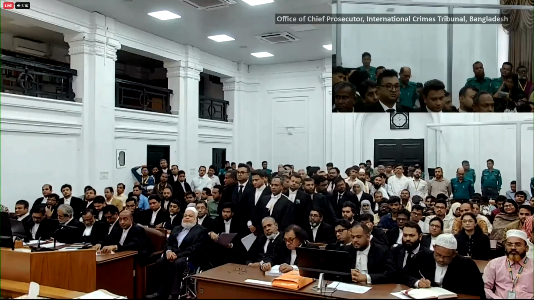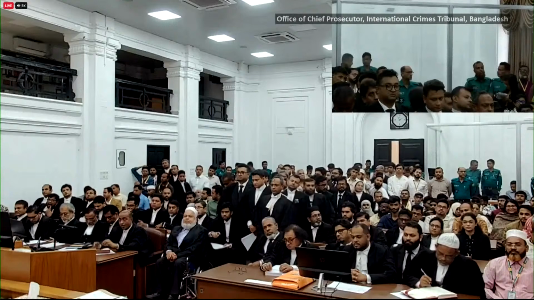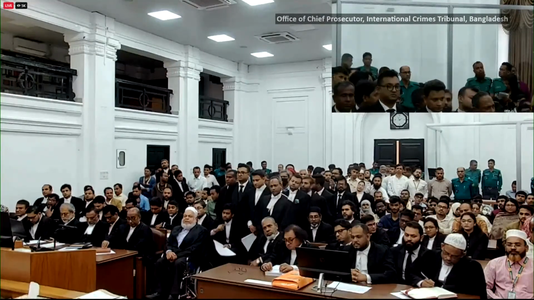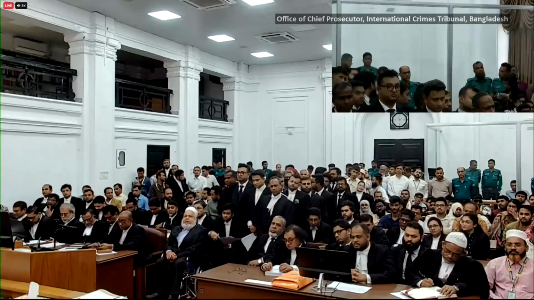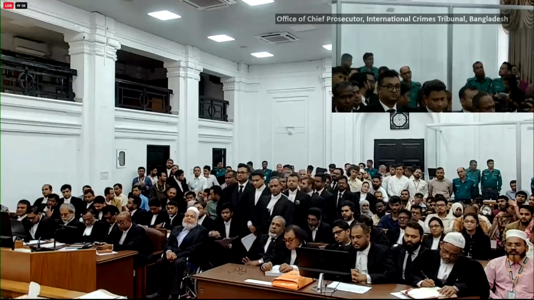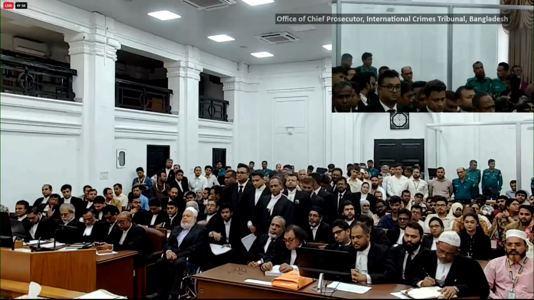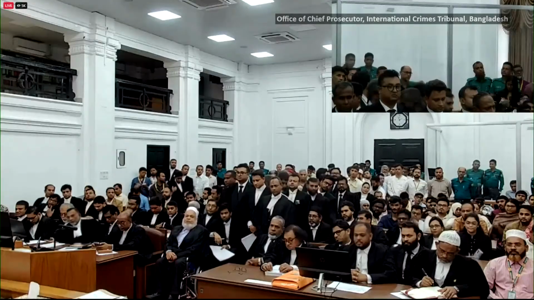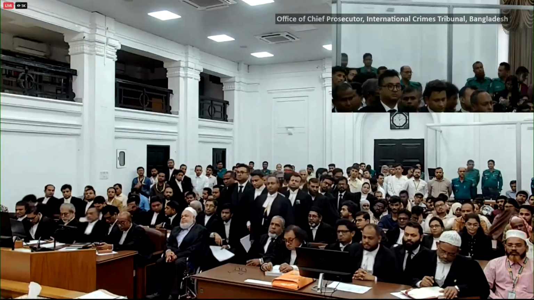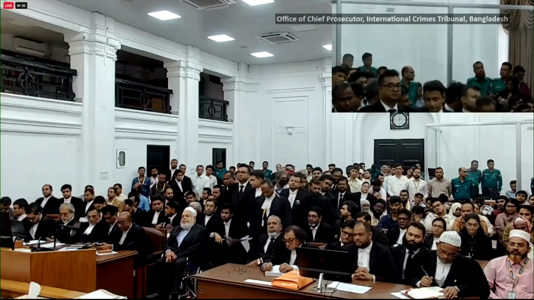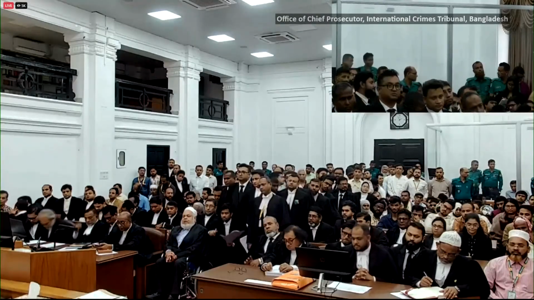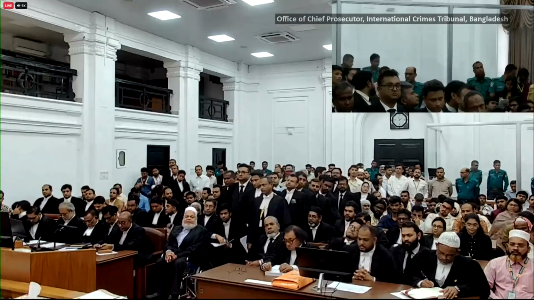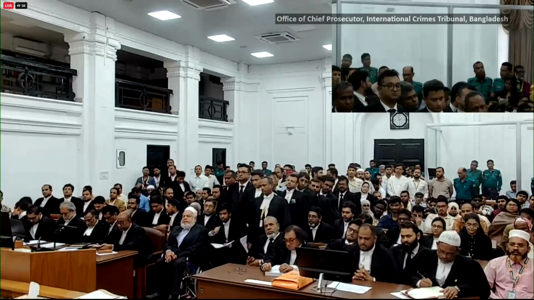The learned State Defence Counsel argued that the attack in question was neither widespread nor systematic nor directed against the civilian population. He further submitted that the accused Sheikh Hasina and Abdul Kamal cannot be held liable for joint criminal enterprise or superior command responsibilities. He finally submitted that accused Sheikh Hasina and Abdul Kamal are quite innocent, and as such, they deserve to be acquitted of the charges.